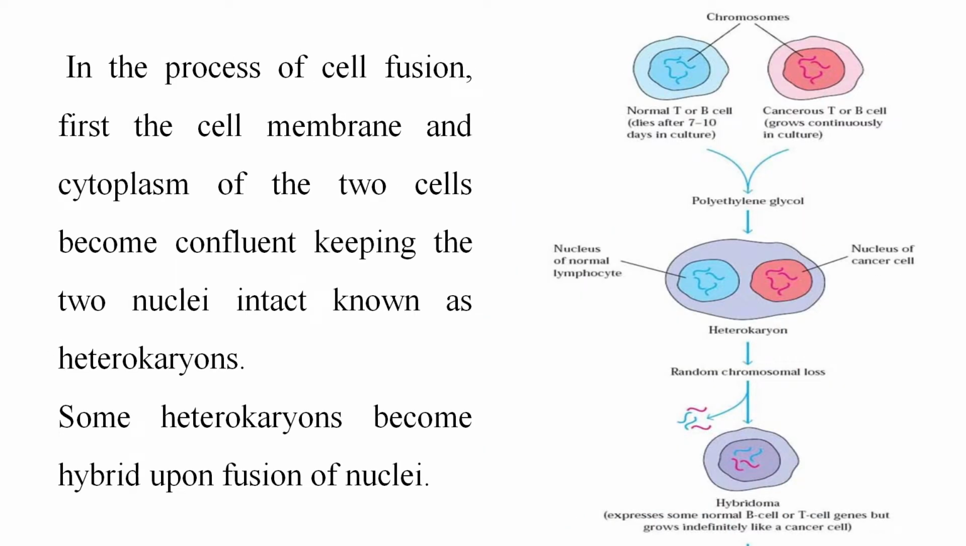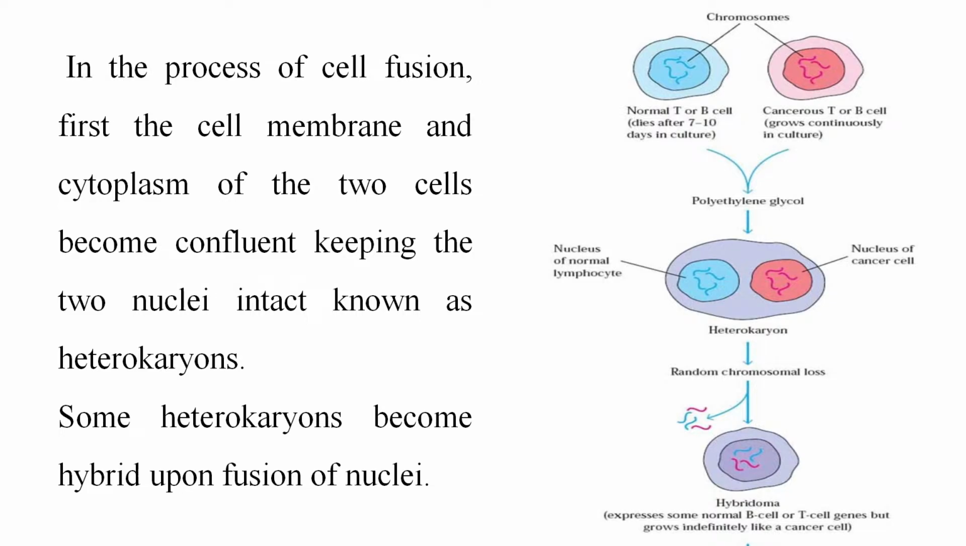So during this fusion process, you have two steps in which the fusion occurs. These fusogens, in this case, for example, polyethylene glycol, will bring both the cells that have to be fused, that is the normal B cell and the cancerous myeloma cells, together. At first, the plasma membrane fuses and the cytoplasm of both the cells become fused. But the nuclei as such are intact and separate. So at this stage, this cell is known as heterokaryon.